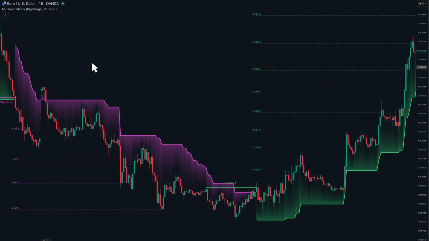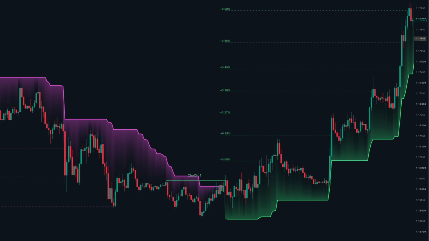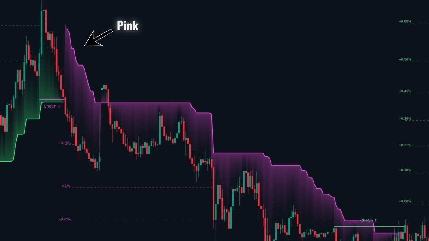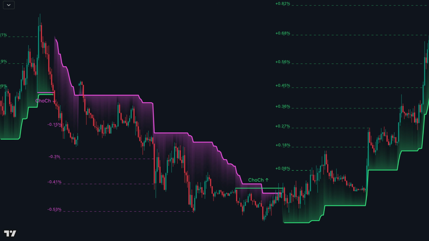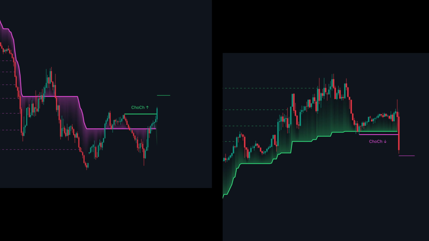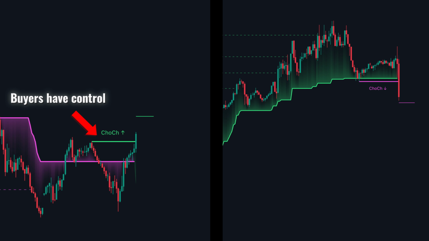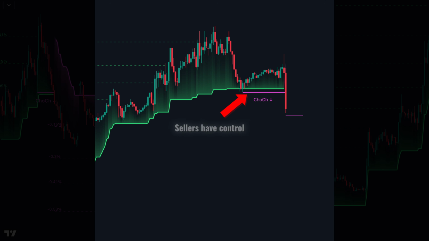Watch what happens here. The whole matrix changes color. Green when price breaks above a major swing high, pink when it breaks below a swing low. So, the indicator is watching the levels that were holding the trend, and the moment a candle closes past one of them, it flips. In this strategy, that flip is our buy and sell signal. Green means buyers have control, pink means sellers do.